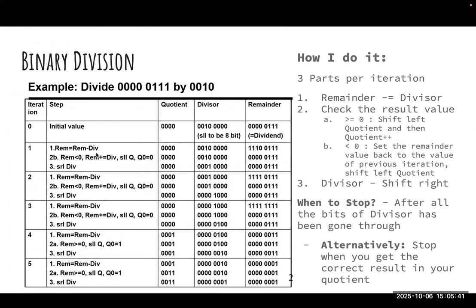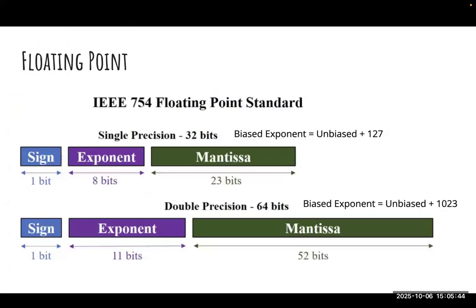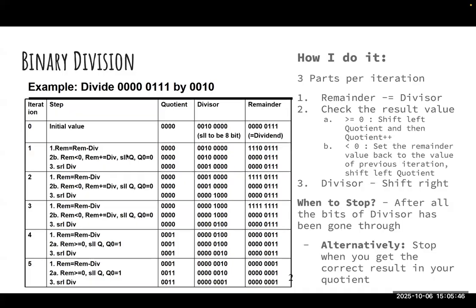We are doing remainder equals. Okay, I'm not sure if you can see my mouse pointer. Can you guys see my mouse pointer? Okay, great. You guys can see my mouse pointer.